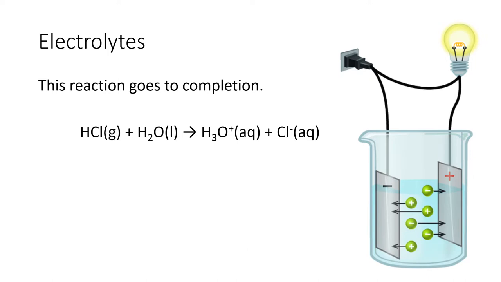In this case, we say that the reaction goes to completion. This is not a reversible reaction. The acid forms the ions in the solution, therefore lighting that light bulb brightly. An equilibrium is not established.